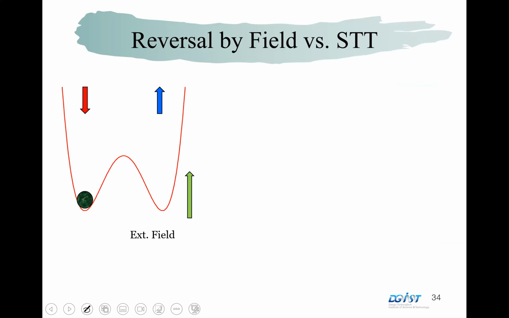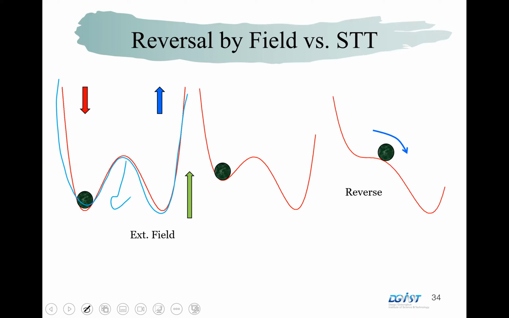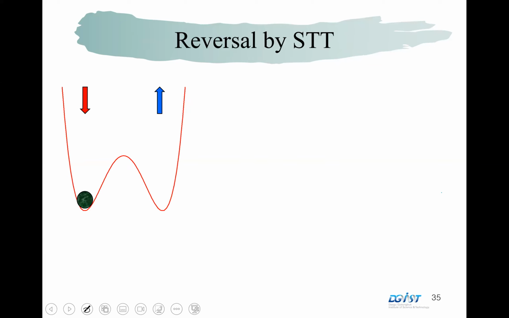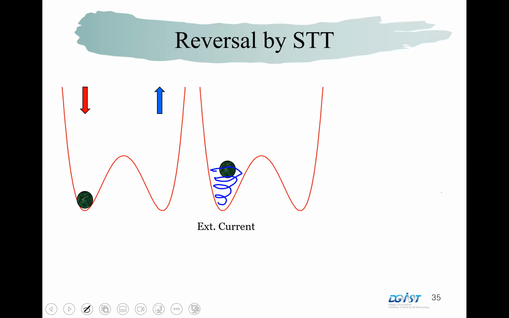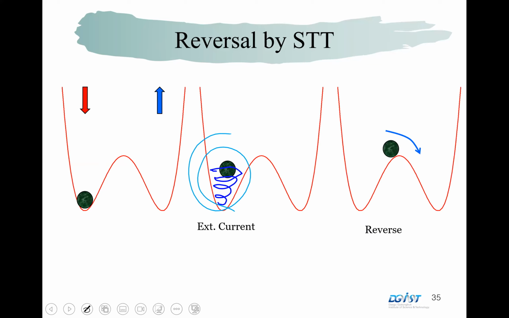So here, let's explain the difference between field switching and STT switching. For field switching, if we have a certain energy barrier, by applying a magnetic field, we can make the barrier lower, and finally they find the lowest energy state. That's field switching. But in the STT switching case, we don't touch the energy barrier itself, but we can excite the spin direction energy, and finally they can reverse.